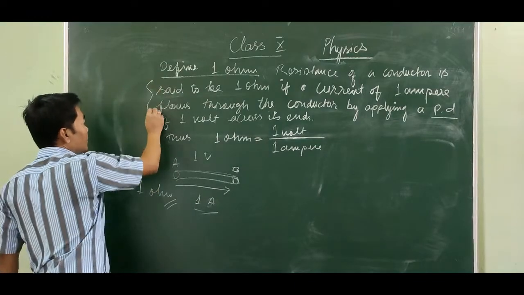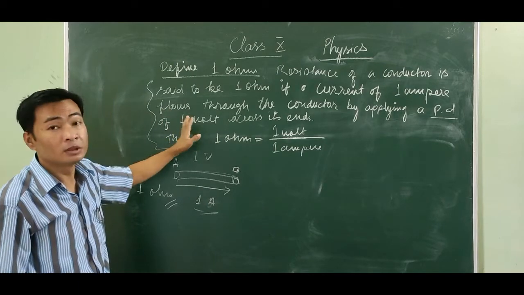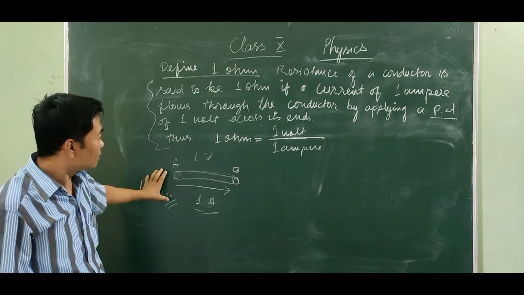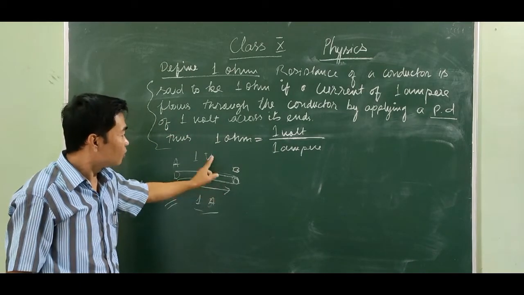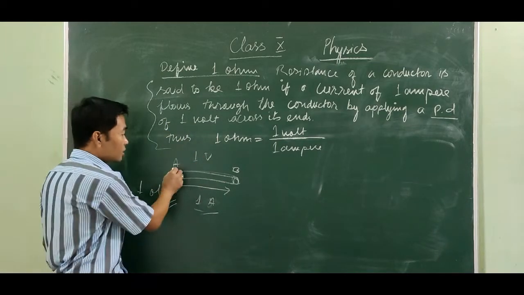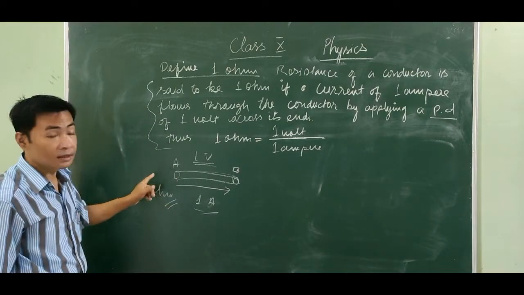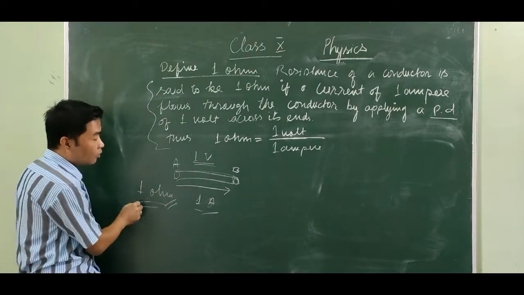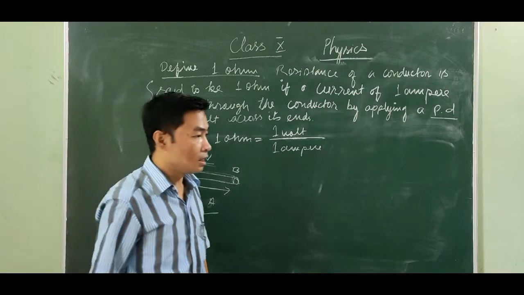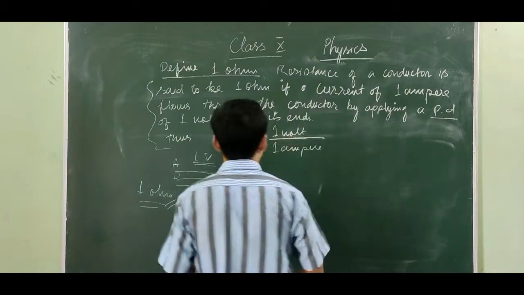This question is also very easy, but it is asked in the exam. Define 1 ohm, or what do you mean by 1 ohm? In a conductor, if 1 ampere of current flows by applying a potential difference across its ends of 1 V, then we say this conductor has a resistance of 1 ohm. You can write down this definition.